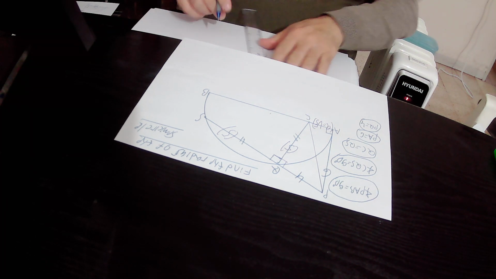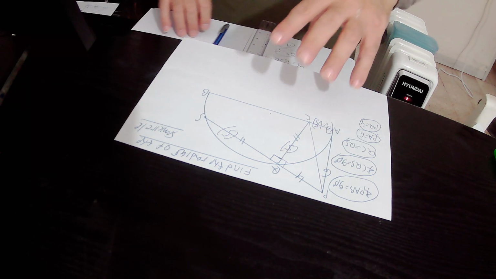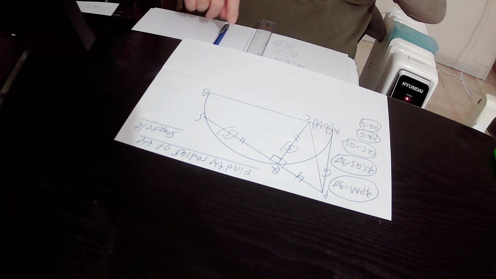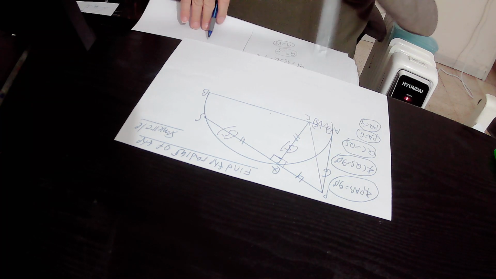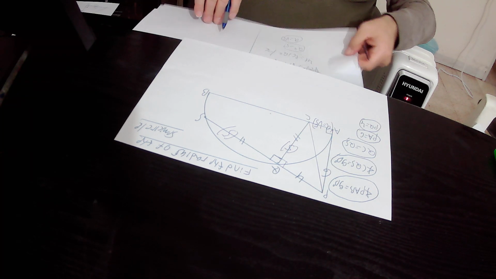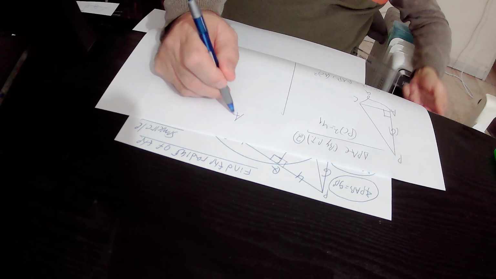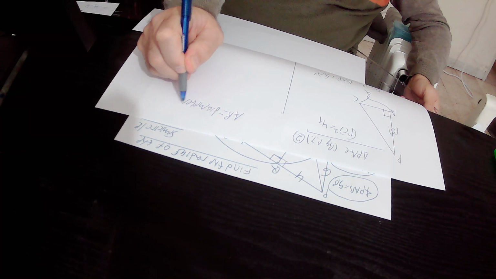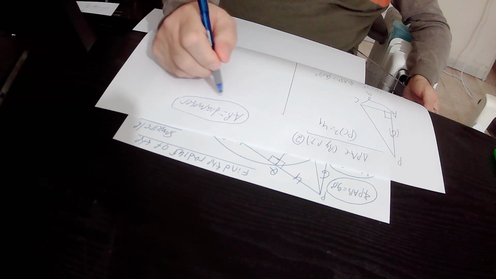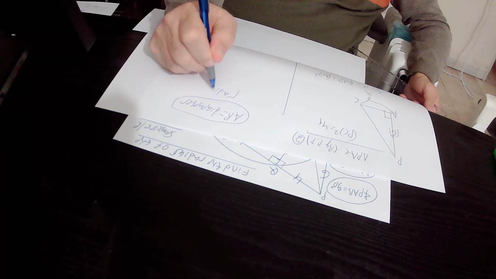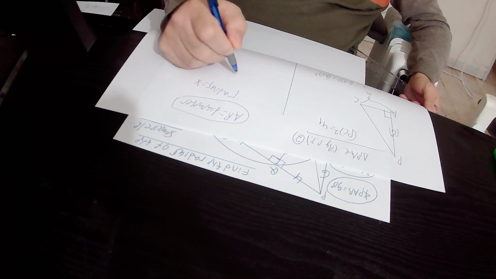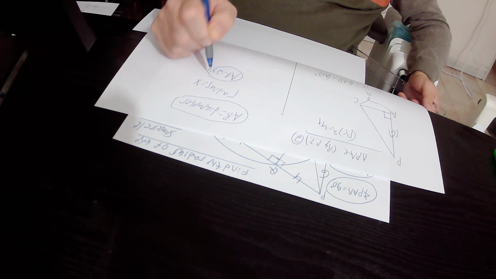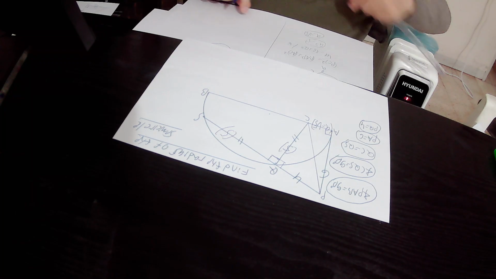Okay? Because this is a semicircle, AB must be the diameter of the semicircle. I'll write it down here. AB is the diameter of the semicircle. So if we define the radius of the semicircle as x, then the diameter AB must be equal to 2x. Okay, so here the diameter AB equals 2x.